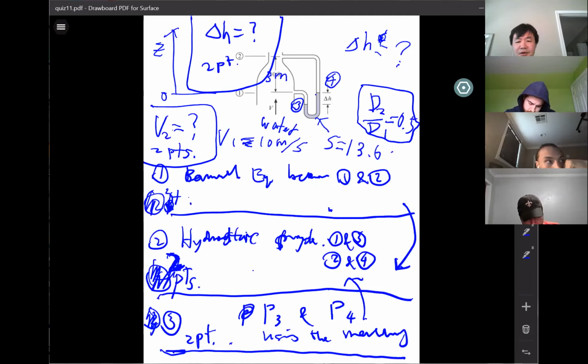Again, you don't need that 3 meter value. I put it in there. You really don't need that value if you go through this process.